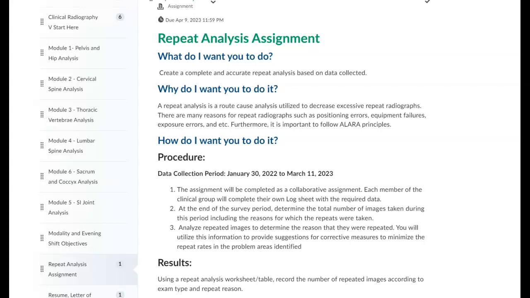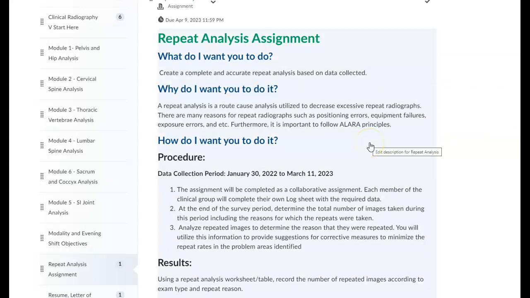So moving forward, how do I want you to do this assignment? Well, first there is going to be a data collection period starting January 30th to March 11th, and I will correct the date there. It says 2022, but I meant 2023. Anyhow, again, the assignment is to be completed as a collaborative assignment. Each member of the clinical group will complete their own log sheet with the required data.